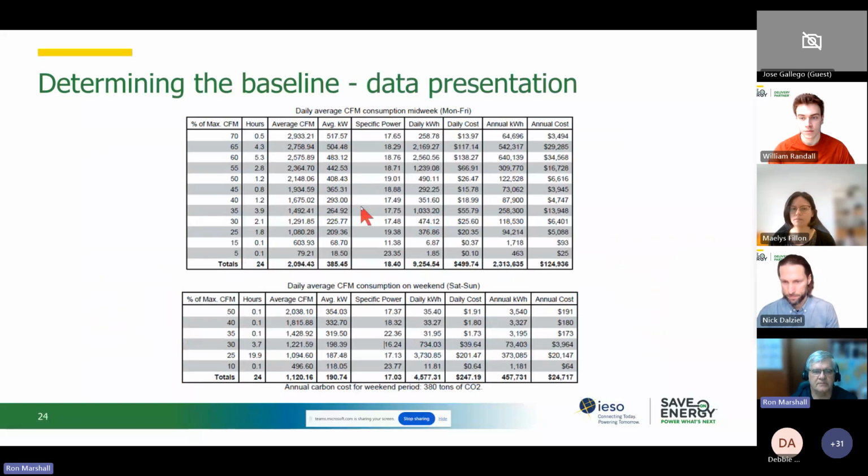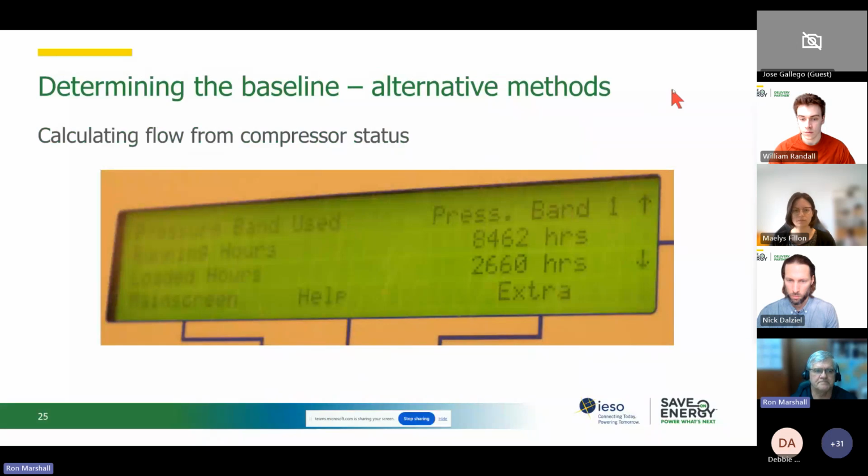And here's more detail breaking down what's happening in the day types, Monday to Friday and Saturday and Sunday. This is a much bigger system, and we might use that to calculate what's happening on a system.